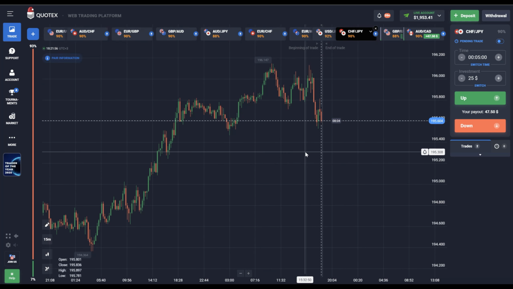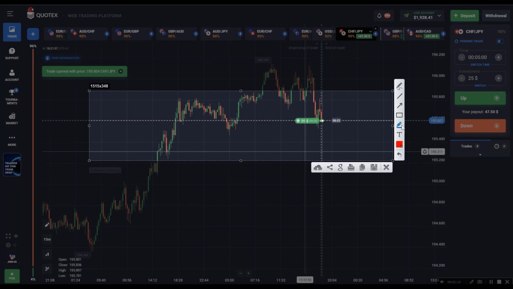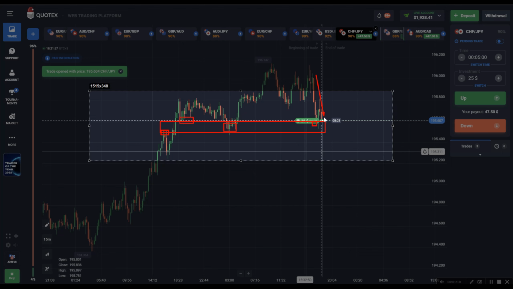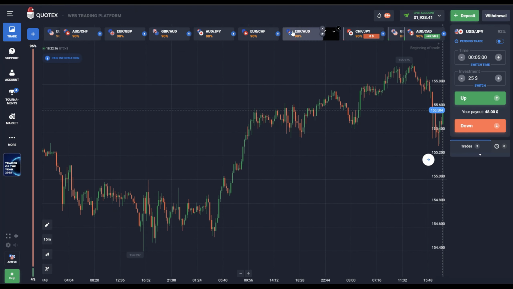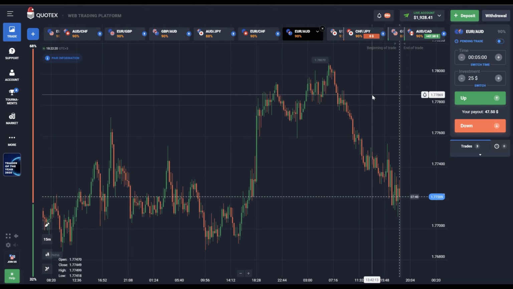Swiss franc, Japanese yen. I'm going to open a trade for an increase. The price is in the support zone and you can see that the zone is pushing the price back. And right now the price has also reached this zone. From top to bottom, a trade for an increase. That's how I open it. Euro Australian will also be opened for an increase.